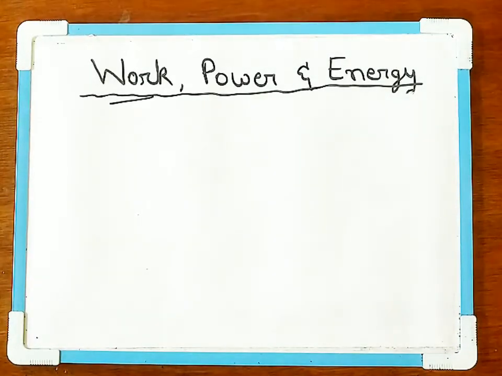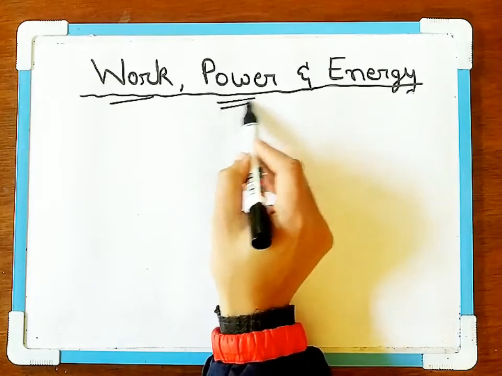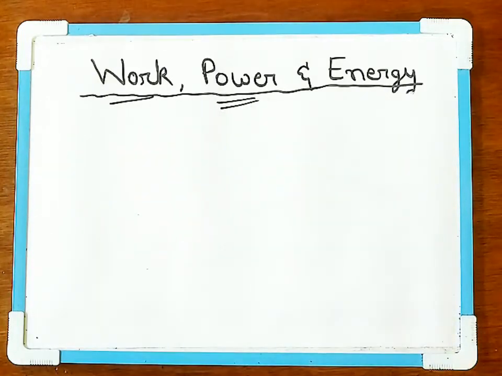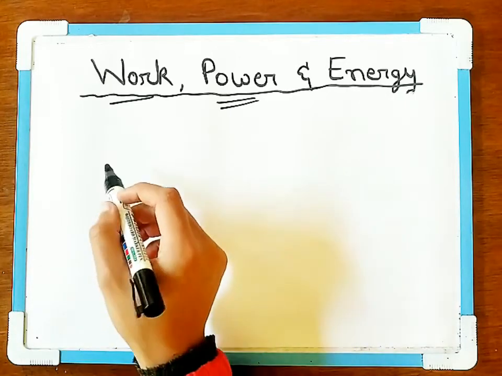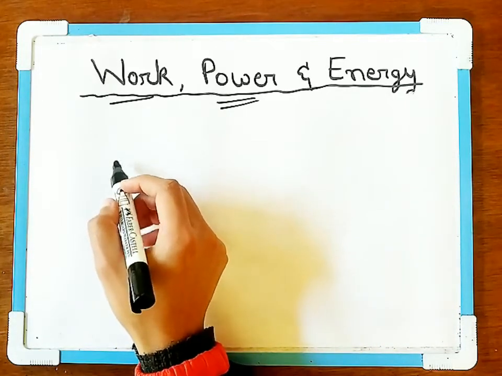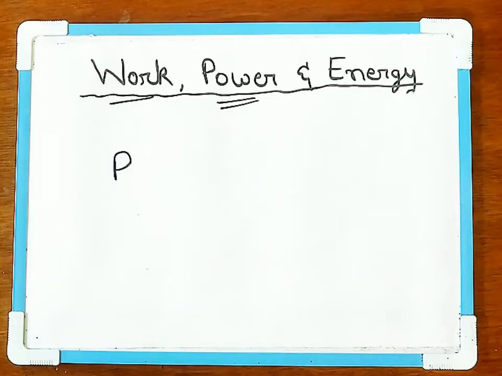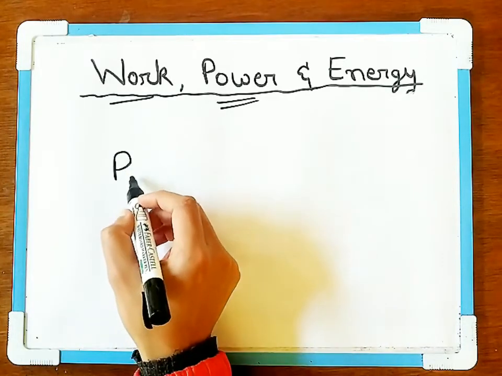Now next is the concept of power. We know that work is said to be done if we displace an object by some displacement. Power is the rate of doing work per unit time. That is the definition of power. The rate of doing work per unit time is called power, and it is usually denoted by the symbol P. Here we can have average power and instantaneous power.